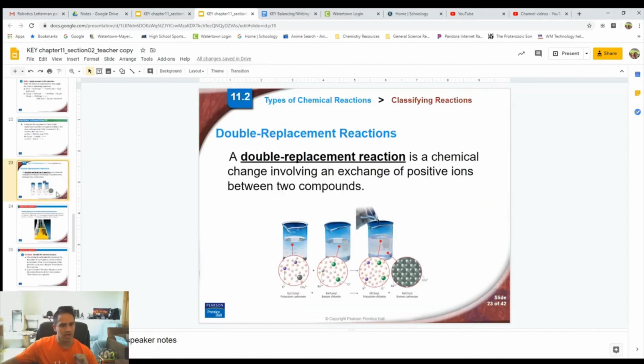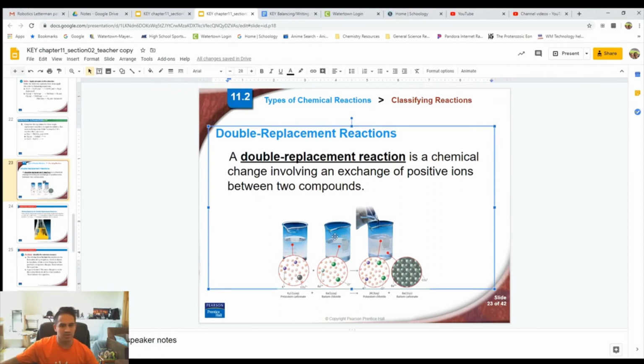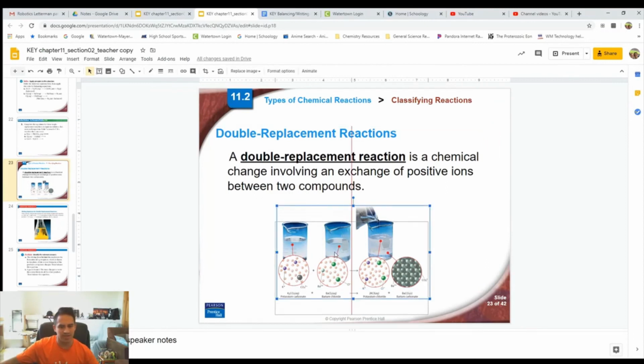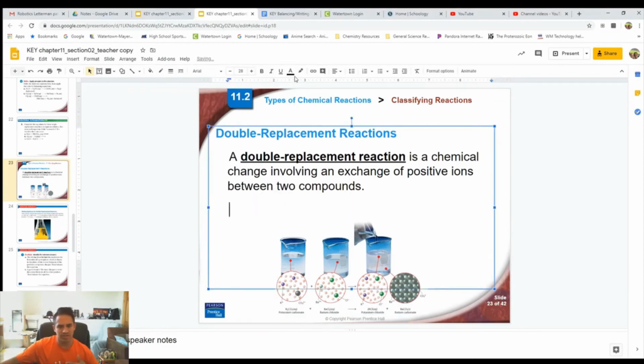All right. We've got 2 more reaction types to talk about. The next one here is double replacement. This involves an exchange of positive ions between 2 compounds. I like to think of it as two couples that are dancing, and each partner swaps with the other one.